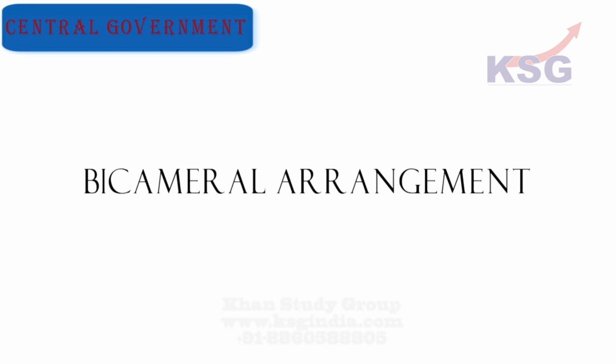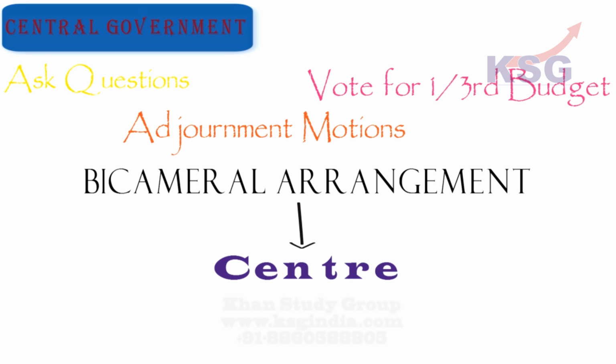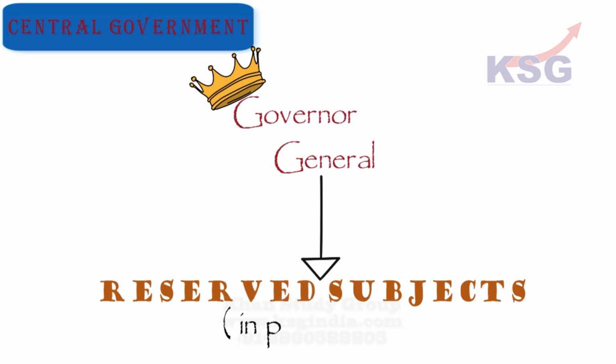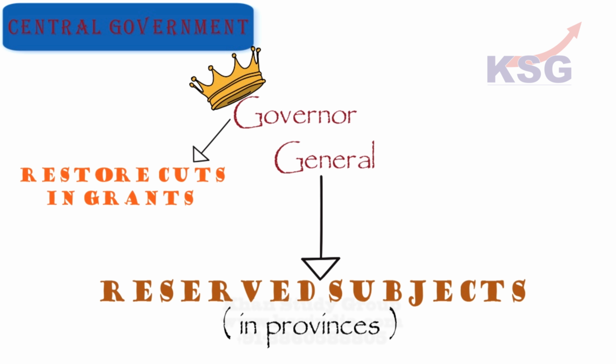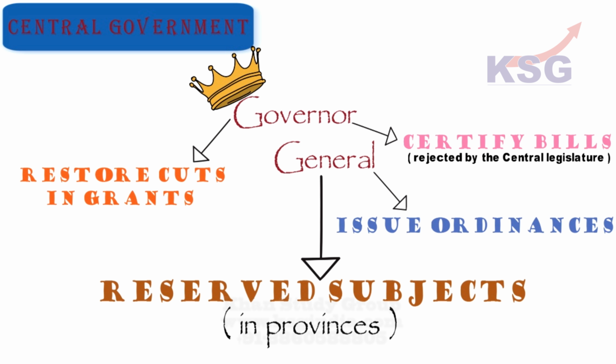Central government: a bicameral arrangement at the central level was introduced. The legislators now could ask questions, pass adjournment motions, and vote on one third of the budget. The Governor-General retained full control over the reserved subjects in the provinces and could restore cuts in the grants, certify bills rejected by the central legislature, and issue ordinances.